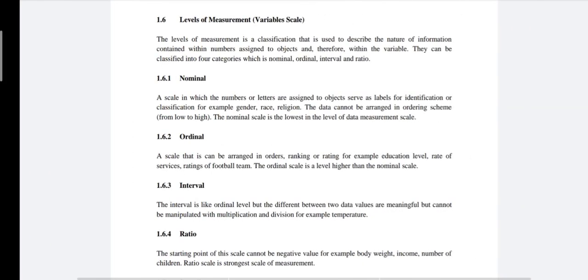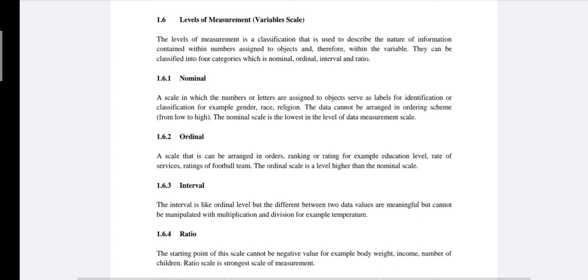Okay, level of measurement. We have level of measurement, maksudnya untuk variable lah. Level of measurement untuk variable, kita ada 4, whether nominal, ordinal, interval or ratio scale. Okay, nominal usually is where the numbers or letters are assigned to objects to serve as labels for identification or classification. So biasanya nominal ni untuk categorical data. So untuk kualitatif data lah. Contohnya gender, race, religion.